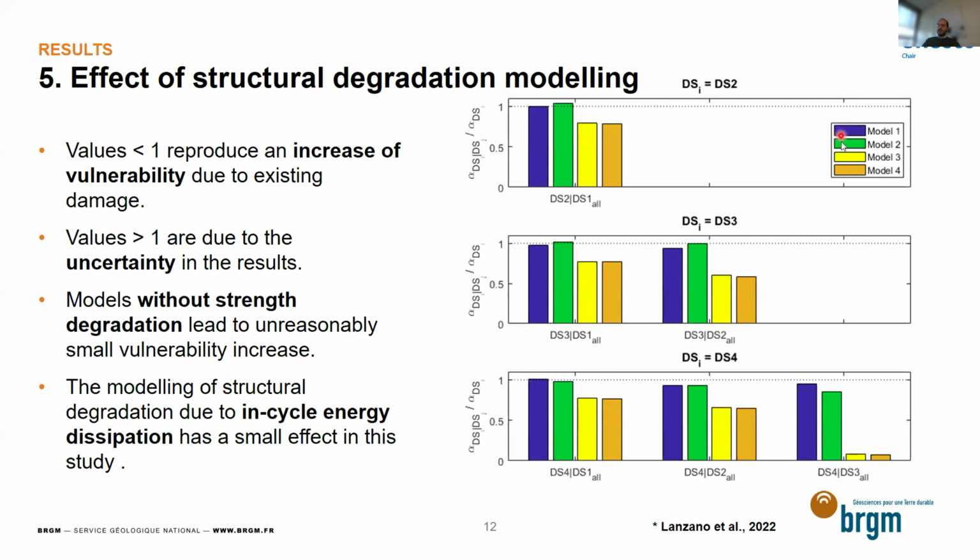And the two varieties, models 1 and 2, that do not have strength degradation pretty much stay equal to 1, which doesn't seem very reasonable, but models 3 and 4, which include strength degradation, lead to much more reasonable results. We see the reduction in the median of the fragility curve. So we see that the building becomes more fragile when it has an existing damage state. And I would just like to note that in the cases where the ratio is a bit higher than 1, it's just because of the uncertainty in the estimation of the parameters.